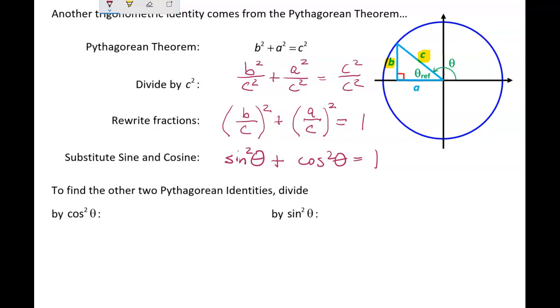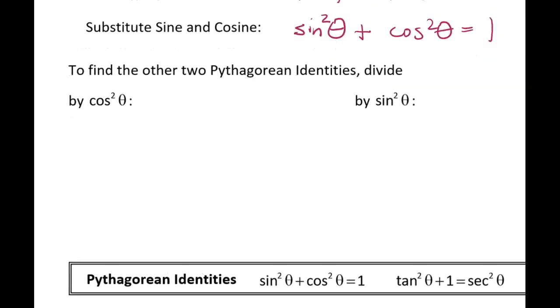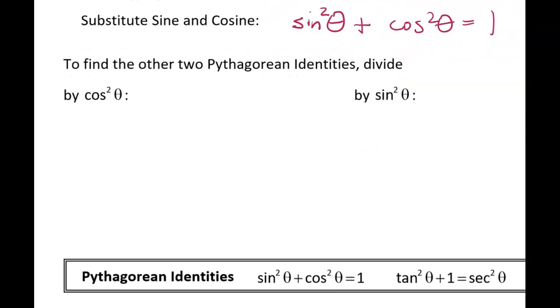This is a Pythagorean identity that you should also memorize, and it's one that I think comes fairly easily. Sine squared plus cosine squared is equal to 1. And it's true no matter what angle you choose. All right, there are 2 other Pythagorean identities, and we can find those easily by dividing both sides of the Pythagorean identity that we just found by cosine squared.